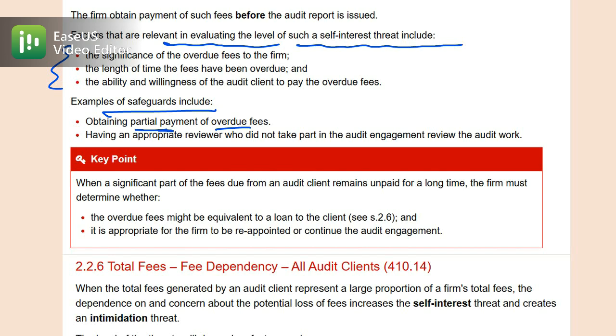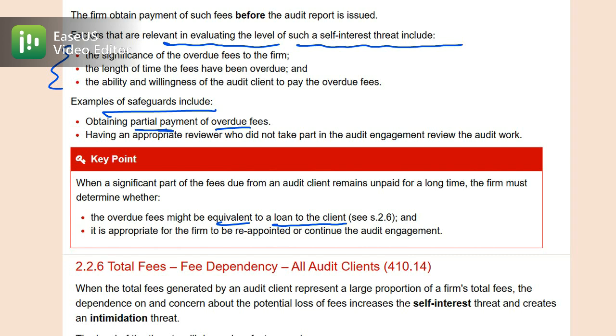Clear? Now here is the critical point. If a significant portion of fees remain unpaid for a long time, the firm must ask itself two questions. Are these overdue fees basically acting like a loan to the client? If you see here, the overdue fees might be equivalent to a loan to the client. And the second question is, is it even appropriate to continue or renew the audit engagement? If the answer suggests independence is compromised, the firm should seriously reconsider continuing the audit.